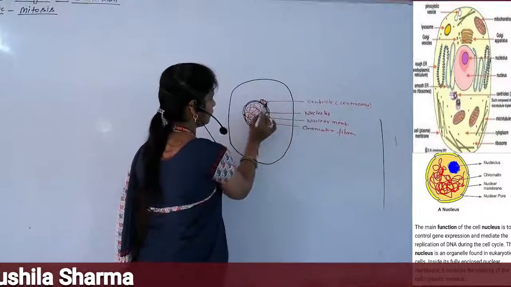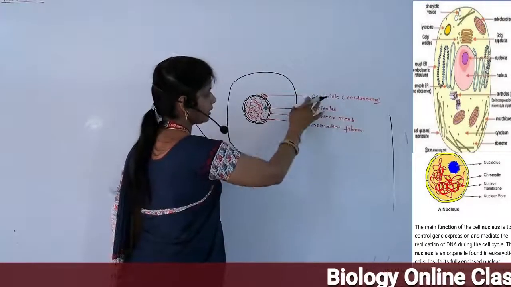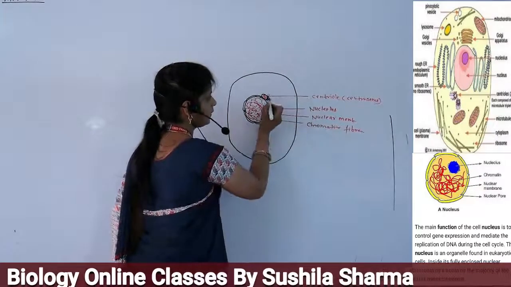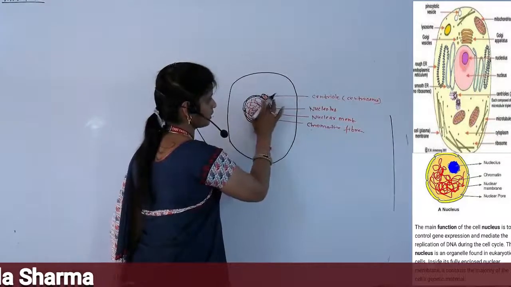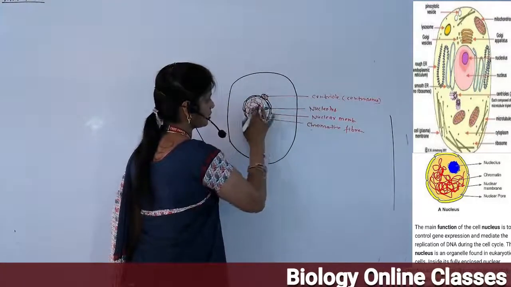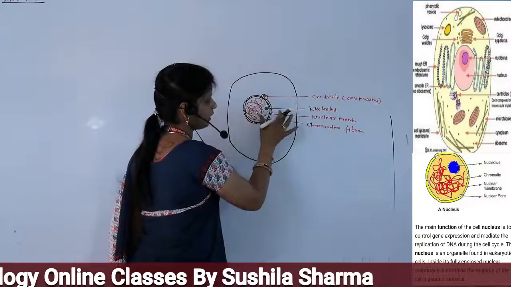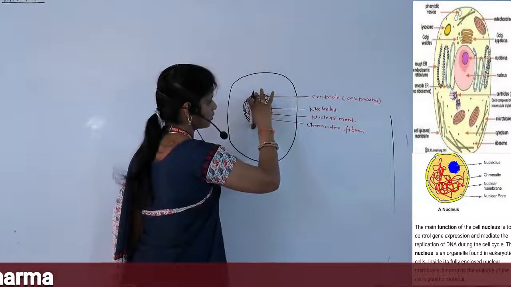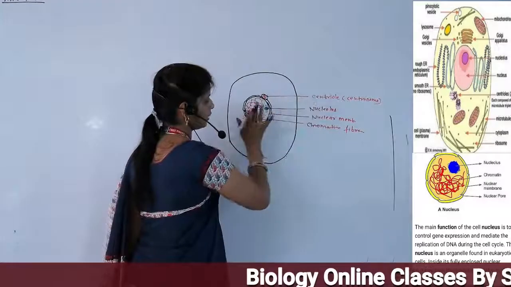Centriole is present near the nucleus. Centriole takes part in cell division, in mitosis division. Because during mitosis division, one pair of centrioles is present. It means two centrioles, and each centriole reaches opposite poles, upper side and lower side, so that they help in the formation of spindle fibers, and they also help in the formation of asters. That's why they are involved in mitosis division.